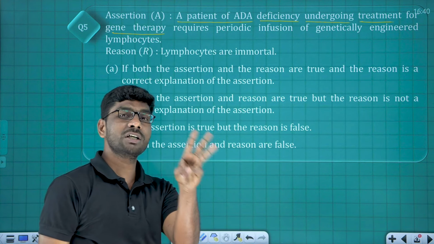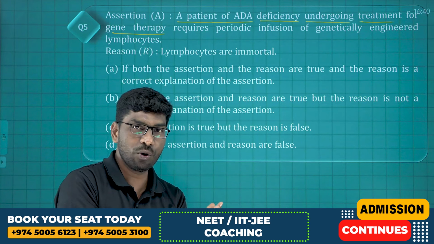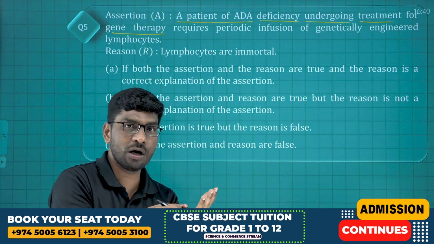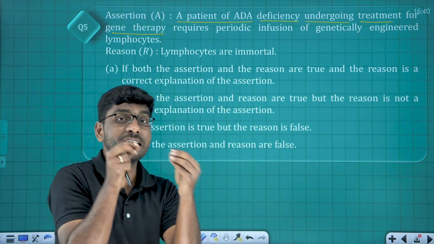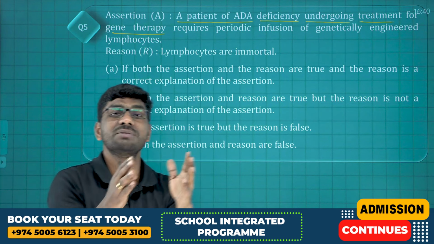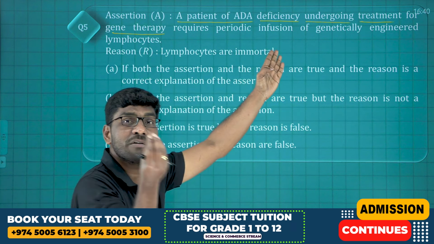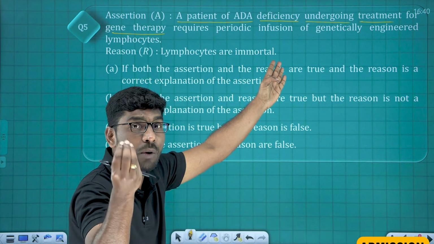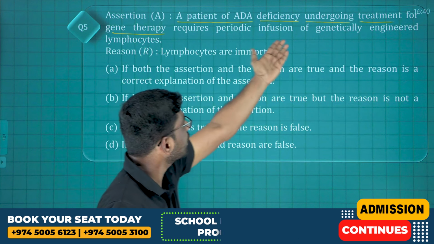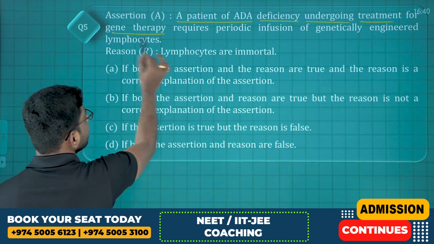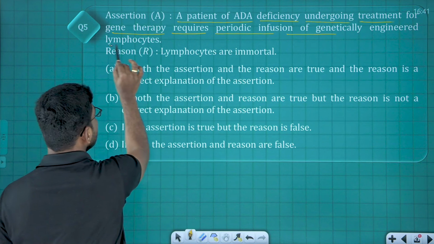There are three major treatments NCERT mentioned for ADA deficiency: bone marrow replacement, enzyme replacement, and gene therapy. Three are given, but we discussed that gene therapy at an early embryonal stage will give a permanent solution. Clear? This enzyme is important for the maturation of T lymphocyte cells. I said it's acquired immunity. T lymphocytes are important in acquired immunity. ADA deficiency undergoing gene therapy treatment requires periodic infusion of genetically engineered lymphocytes.